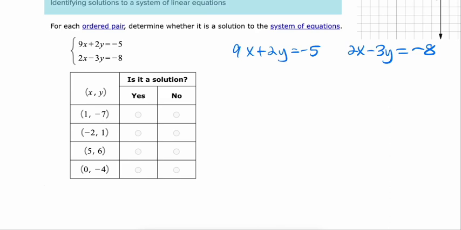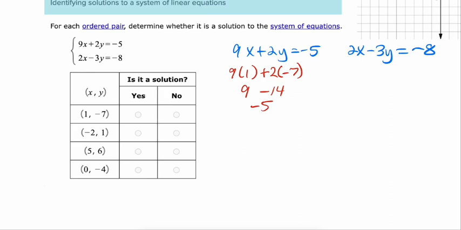Okay, so the first one I'm going to try is 1, -7. So every place I see an x, put a 1. Every place I see a y, put a -7. So we get 9 times 1 plus 2 times -7. Now, when we plug it into that one, we better get an answer of -5. That's what makes it work in that particular equation. So I'm only going to do one at a time, because if I don't get -5, I don't have to check the other one and waste my time. Okay, so I get 9 minus 14, which is -5.